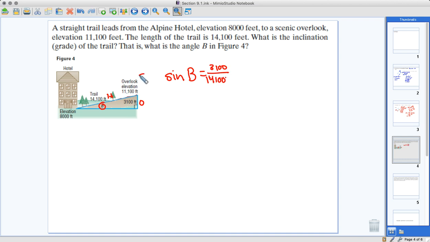Then again, I'm finding an angle, so I have to use the inverse. So B is going to be the sine inverse of 3,100 over 14,100, and get 13 degrees. So again, that's just taking SOHCAHTOA and applying it to a story problem.